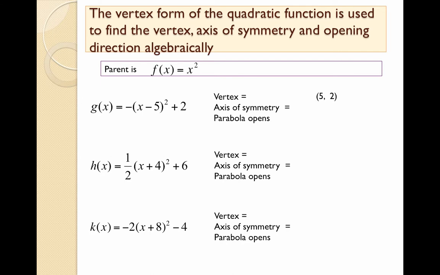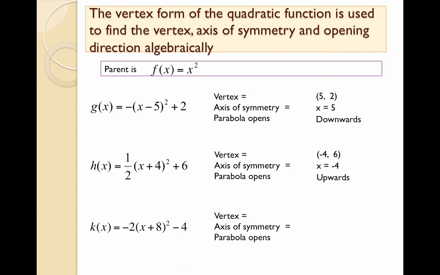First example, g of x. Our vertex is at 5, 2, so it's been translated to the right 5 units and up 2 units. That means the axis of symmetry is x is equal to 5, and our leading coefficient, our a, is negative, so that means our parabola is going to be opening downwards. Second example, h of x. Our vertex is going to shift to the left 4, so -4, and it's going to go up 6, so -4, 6. Our axis of symmetry will be x is equal to -4, and our parabola opens upwards because our a coefficient is positive.